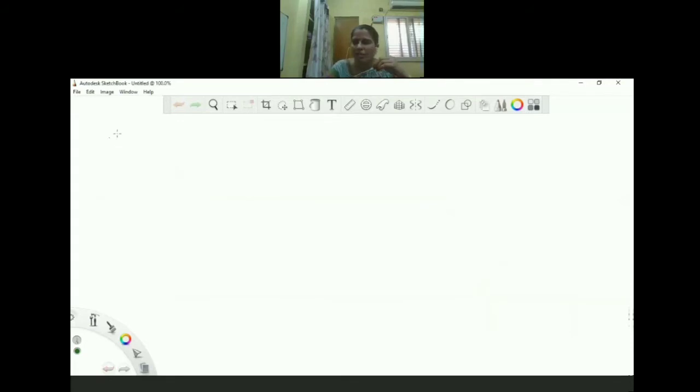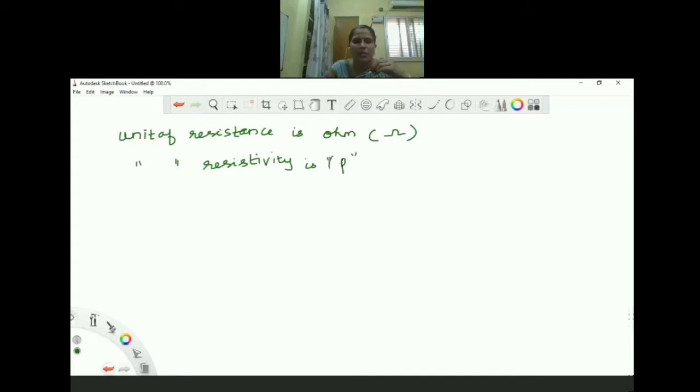The unit of resistance is ohm. And the unit of resistivity, which is represented by rho, is ohm meter.